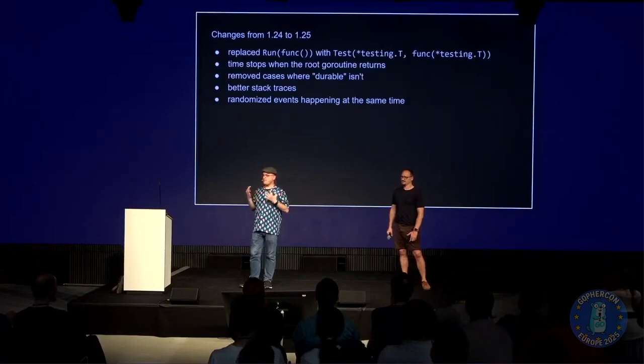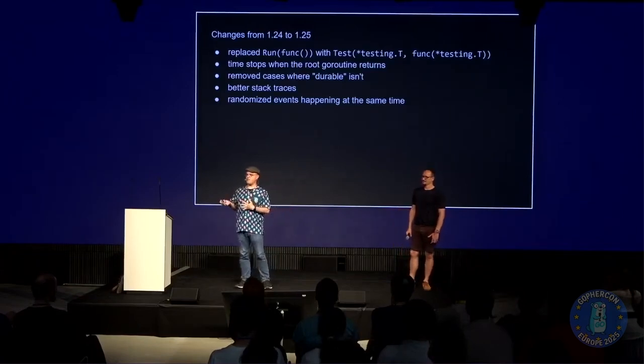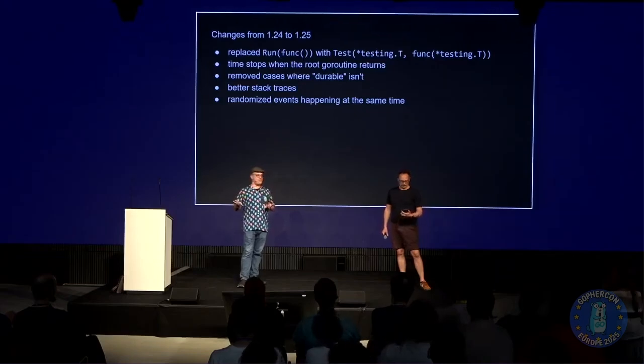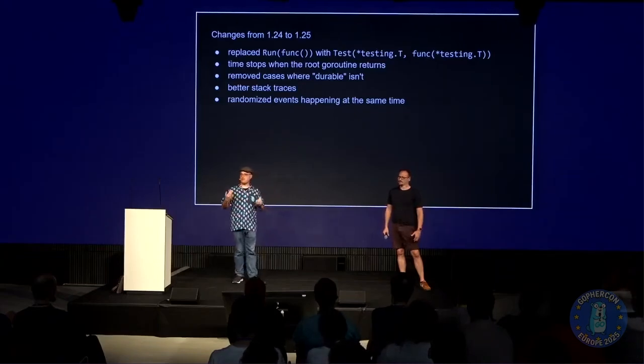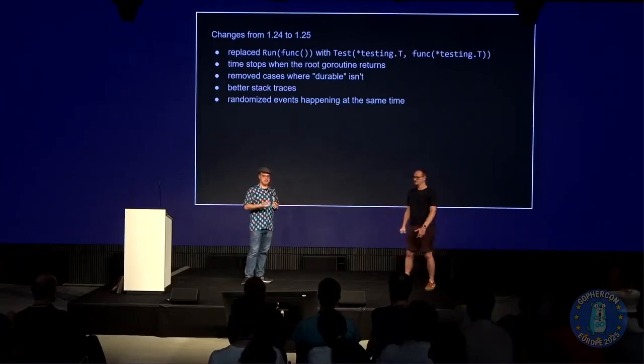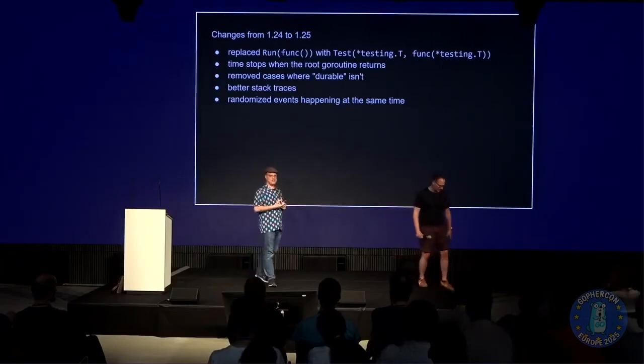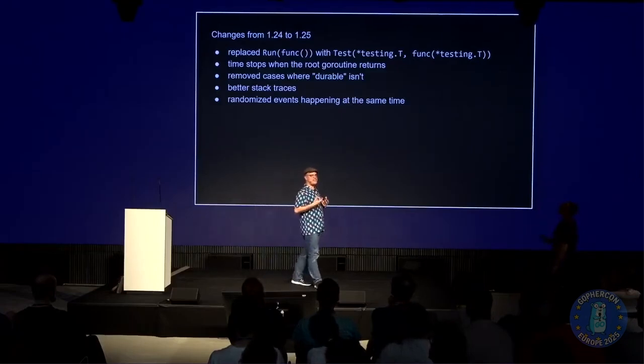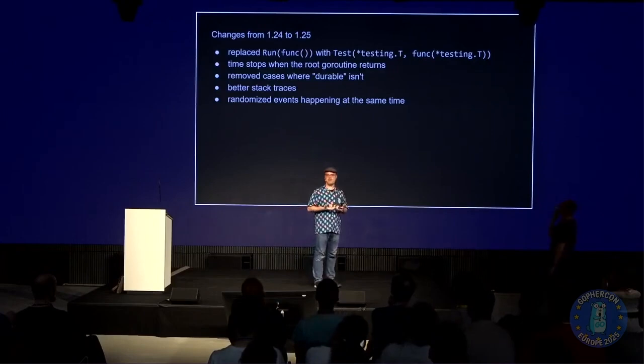So in 1.24, we released this package as an experiment. You had to set GOEXPERIMENT=synctest to turn it on. And based on the feedback we got, we made a bunch of changes to this package. So here's a quick rundown of changes that we made. We started out with a Run function that just executes a func. And we changed that to a Test function that takes a testing.T and then calls a function with a new testing.T. And that's because we realized that you really want to have a T that's scoped to the lifetime of a bubble, so that if you call a cleanup function, it runs in the bubble as opposed to outside of it.